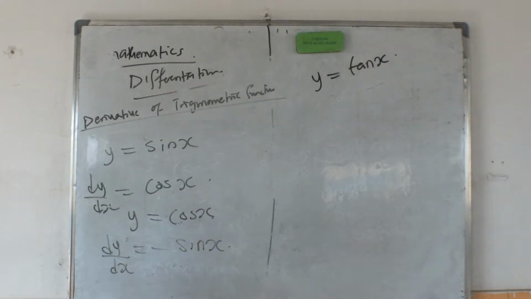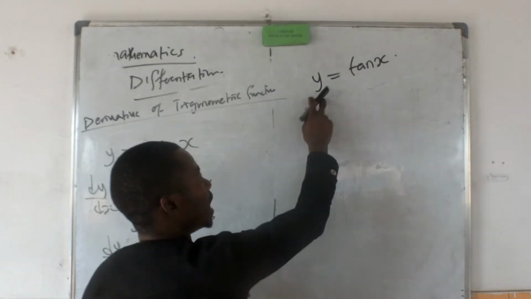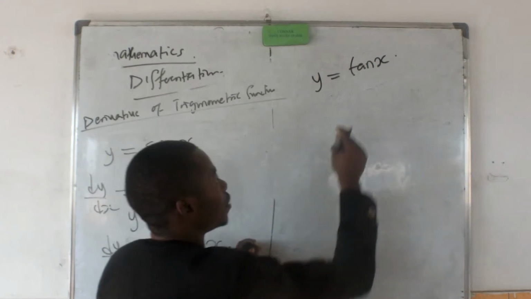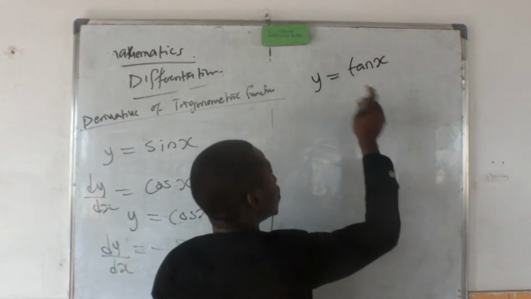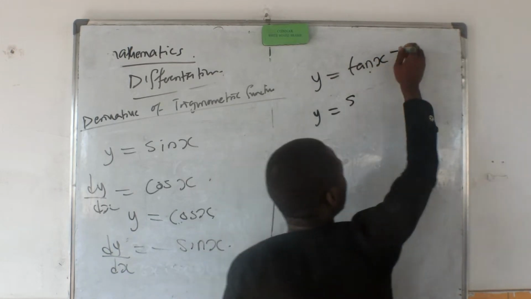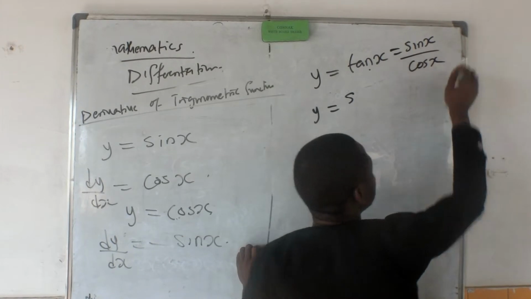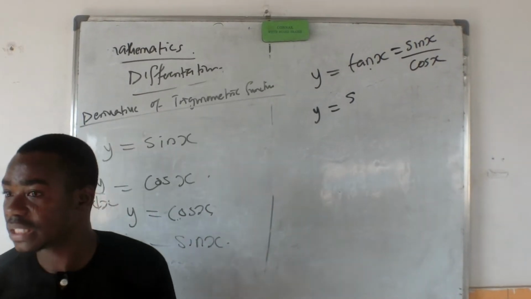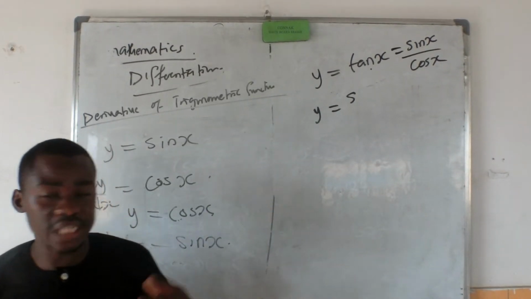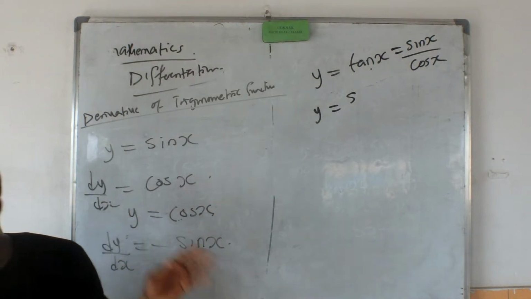Now, you have to do some calculation before you get the derivative of tan x. You know that y is also equal to tan x, which is also equal to sine x all over cos x. Do you know that? That y is equal to sine x all over cos x. Yes.